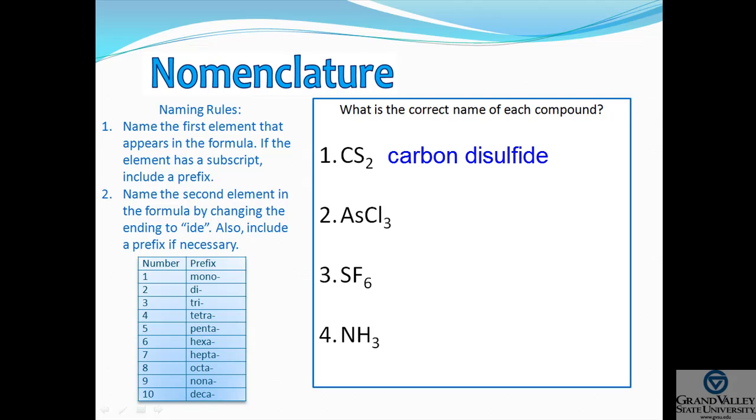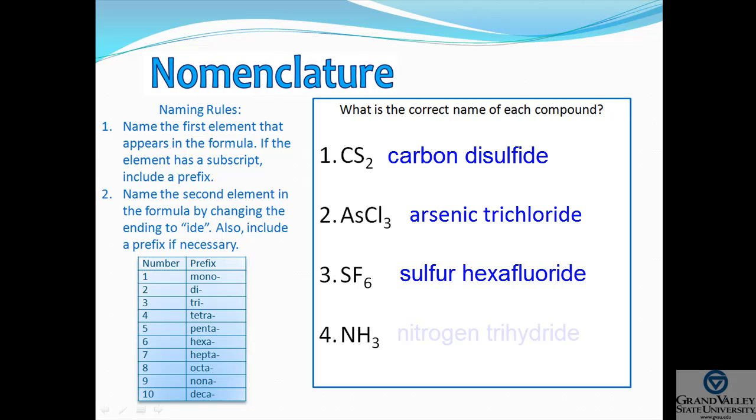For problem number 2, the correct name is arsenic trichloride. For problem number 3, the correct name is sulfur hexafluoride. Lastly, for problem number 4, the correct name is nitrogen trihydride. This compound is also known as ammonia.